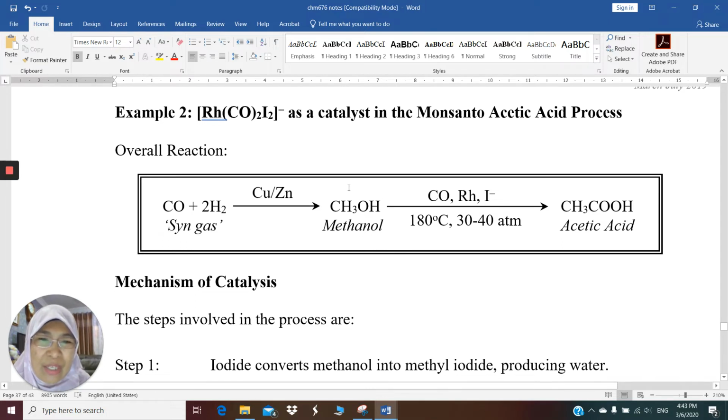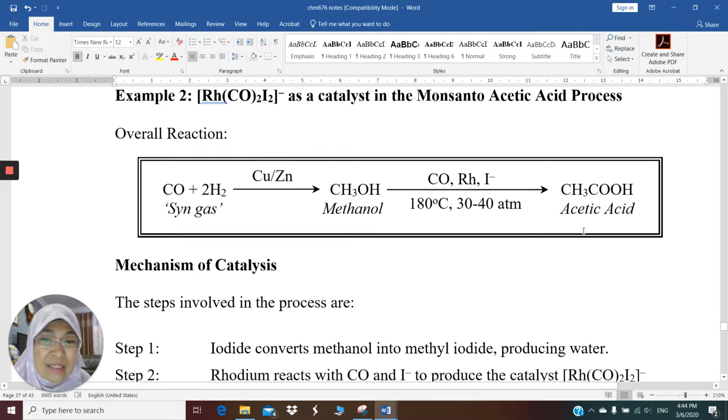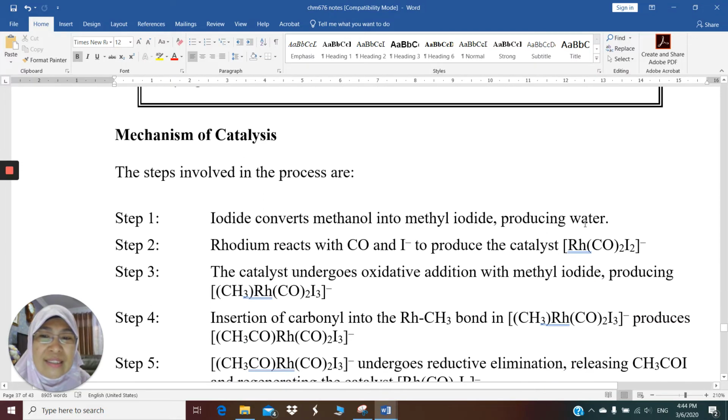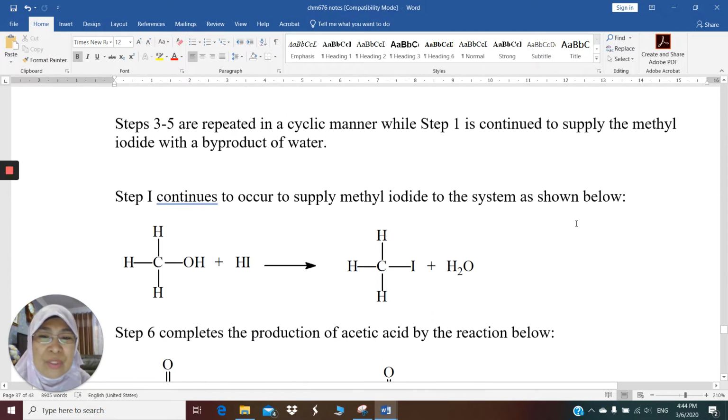You get methanol done. And from methanol, this is where the Monsanto process shows its beautiful, elegant cycle. When you add some carbon monoxide into this methanol in the presence of rhodium and iodide, which is your catalyst, at 180 degrees C and 30 to 40 atmospheres pressure, lo and behold, you get your acetic acid. So here are the steps. I'm sure Dr. Nizam has gone through them with you also.